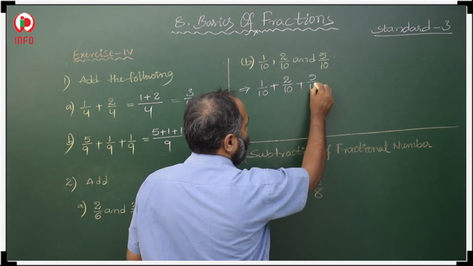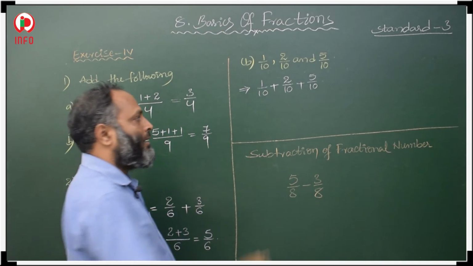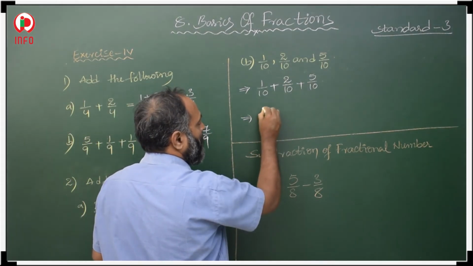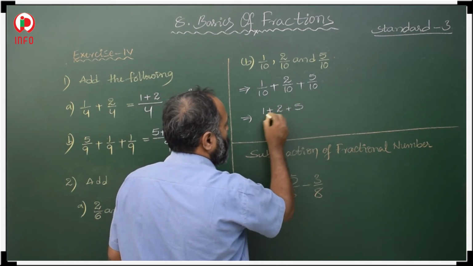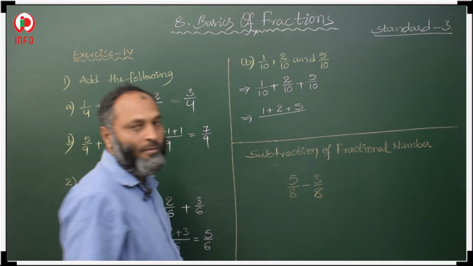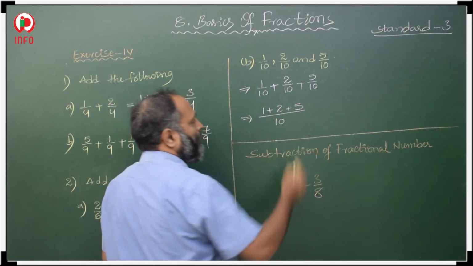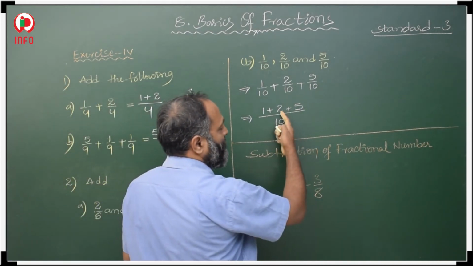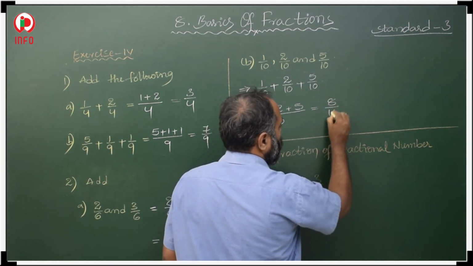Then after that what do we have to do? We have to add the numerators. What are the numerators? 1, 2 and 5. 1 plus 2 plus 5, the sum of the numerators by the common denominator. Common denominator 10. Then add 5 plus 2 is 7, 7 plus 1 is 8. The sum is 8 by 10.